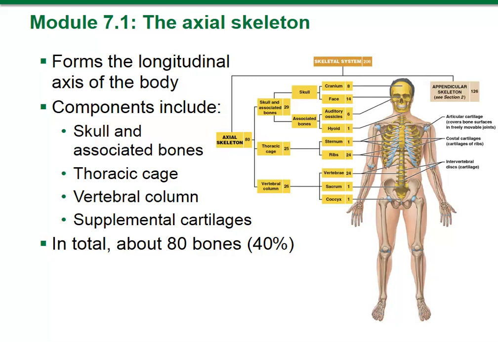And the components include, again, the skull and associated bones, thoracic cage, vertebral column, supplemental cartilages again. 80 bones, shown in this picture. Notice the skull alone has 29. Be happy I don't make you know all of those. 25 in the thoracic cage, 26 in the vertebral column.